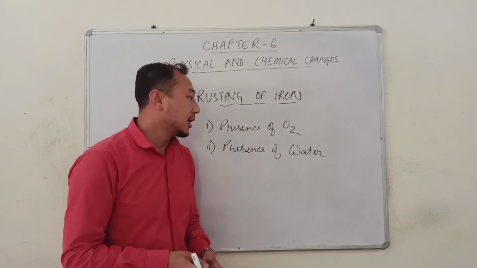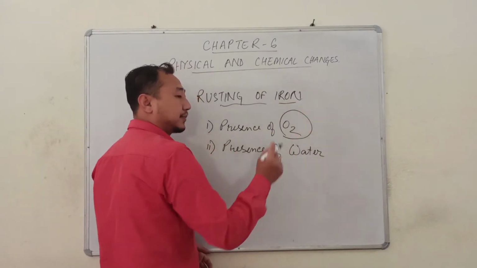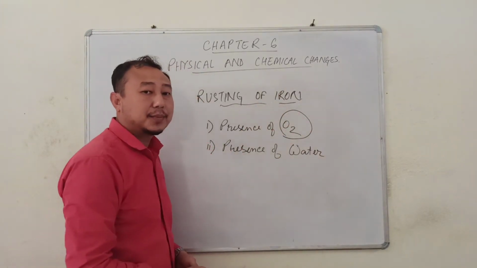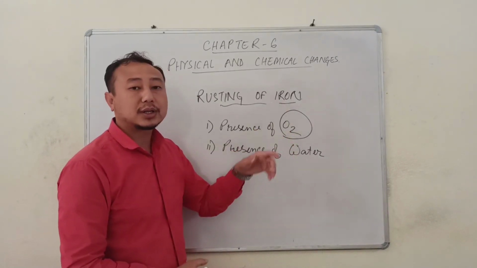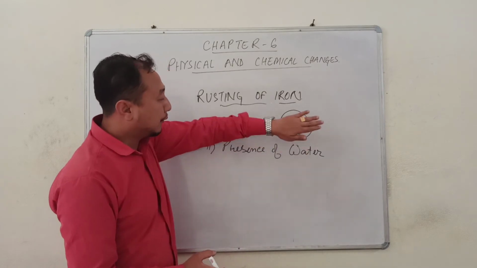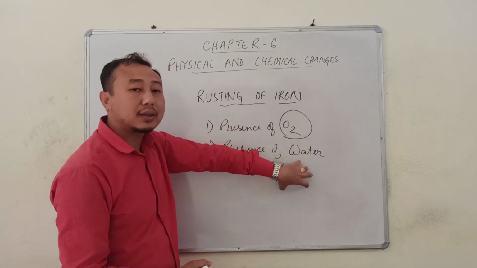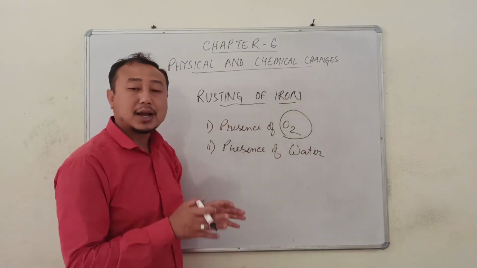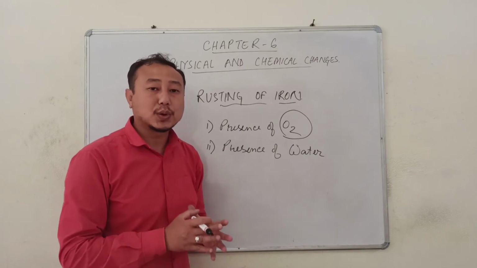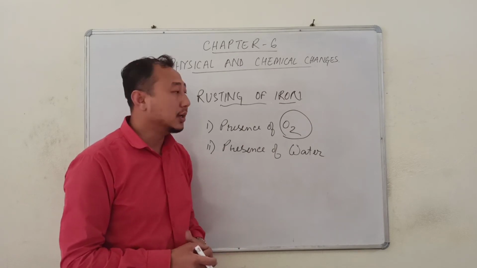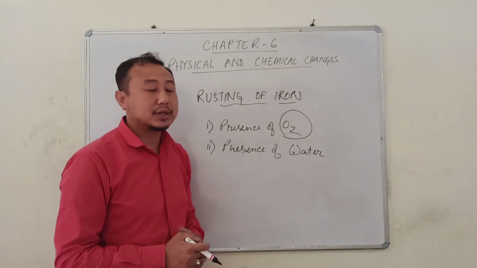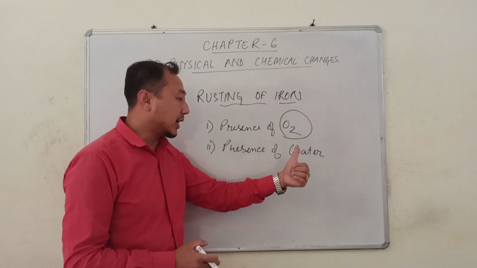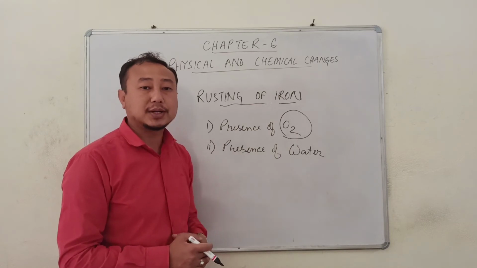Let us say there is a presence of oxygen, but there is no presence of water. At that time, even if oxygen is present, the iron will not get rusted. If we remove oxygen and only water is present along with the iron, at that time also the rusting process will not take place. So, for the iron to get rusted, the presence of oxygen and water at the same time is very necessary.